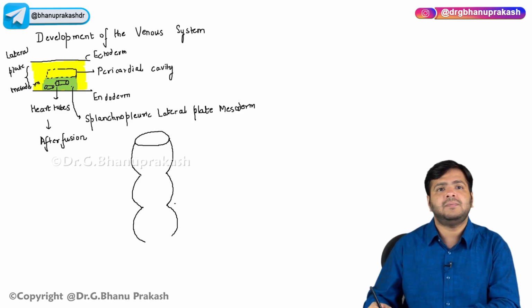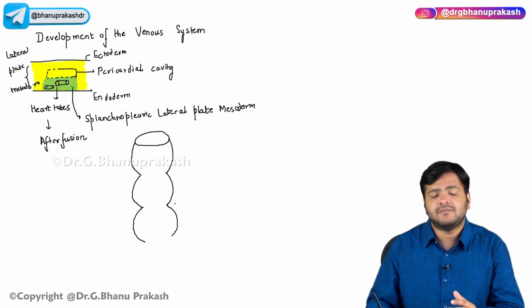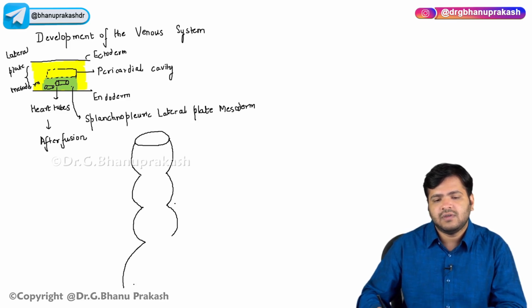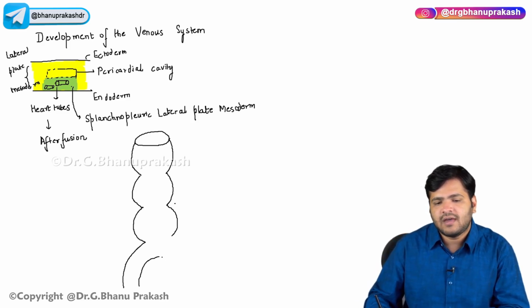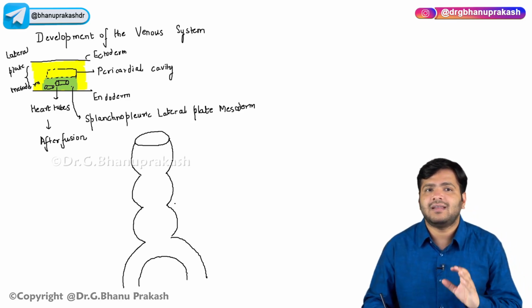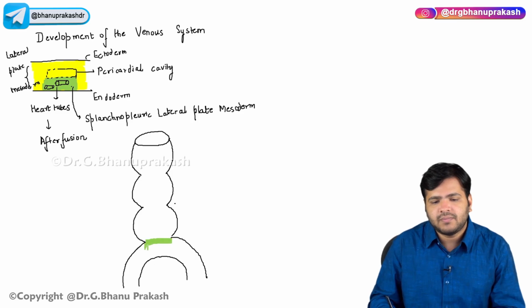So we have the three parts of the heart tube, the bulbus cordis, the primitive atrium, and the primitive ventricle, and along with that we have the sinus venosus, which has the median part, the right horn and the left horn. The venous development starts from this particular part. This is the sinus venosus, the one which I am highlighting over here.